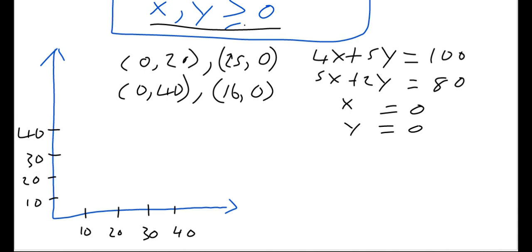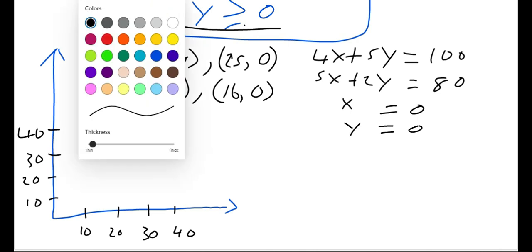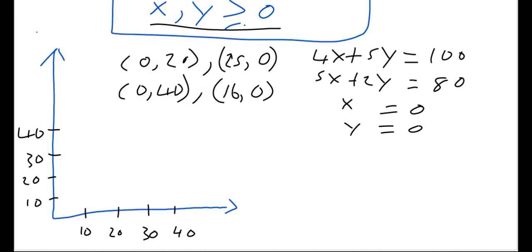So our first line is 0, 20. So 0 for x and 20 for y. So that's our first point. The other one is 25, 0. So 25, 0 should be here. So our first straight line, let me try draw, looks like that. So remember, the region we are interested in is the region less than.